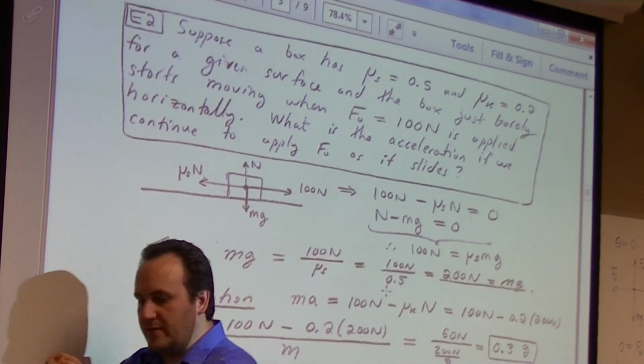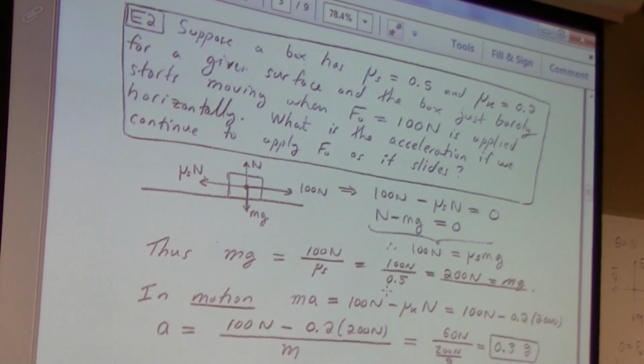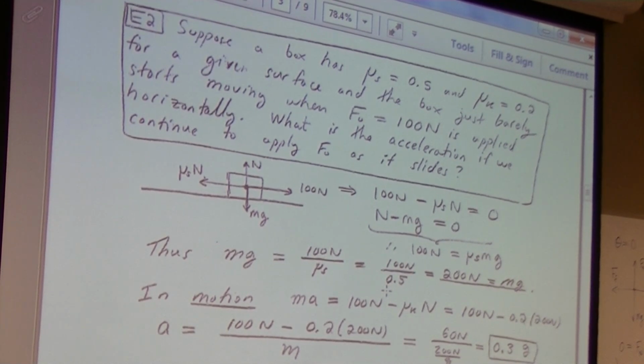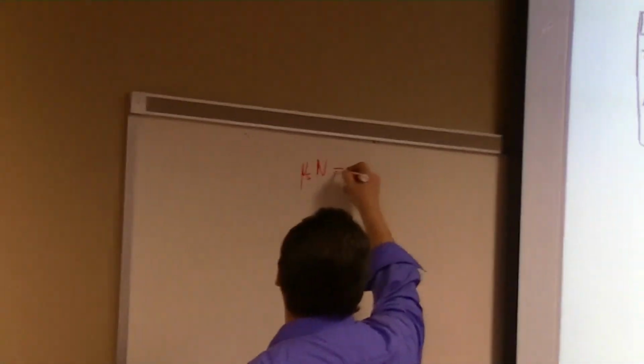This transition from static to motion, where does it happen? It's not magical, it's just special. Mu static. So we should be able to set mu static times the normal force equal to what?